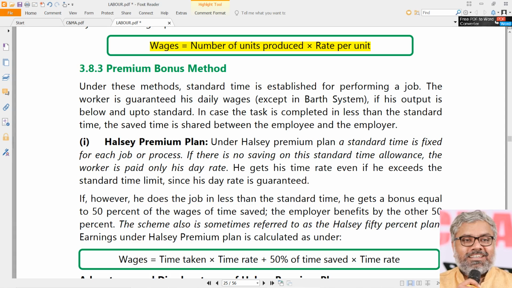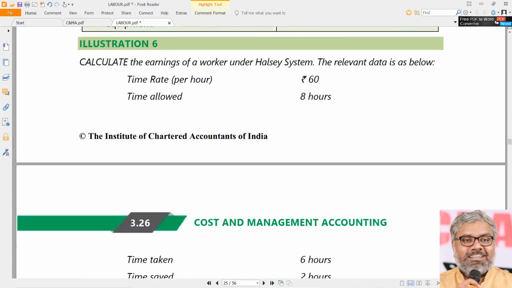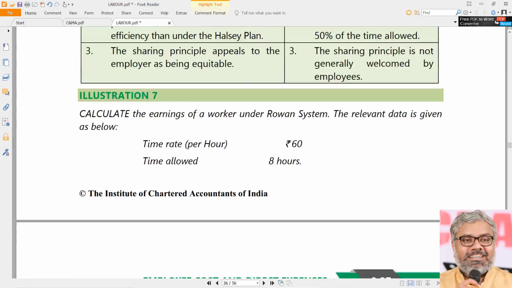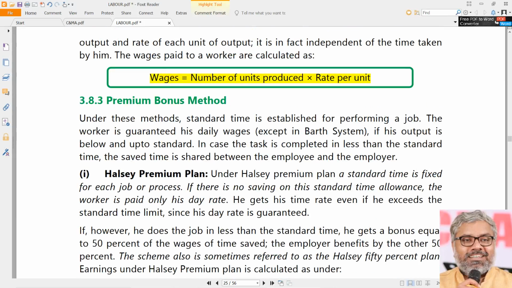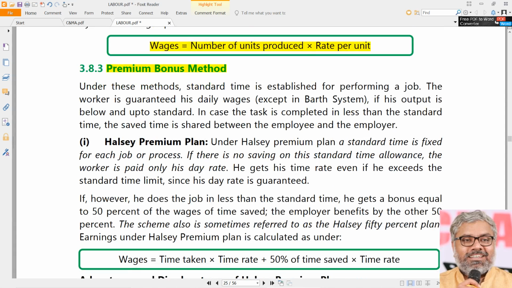Then coming to the premium bonus methods, there are many types of plans. Actually, earlier there used to be many more types of systems in the syllabus. Now they have restricted to only majorly two methods. One is Halsey plan, two is Rowan plan. These both put together, we can call them premium bonus plans or premium bonus methods. Very old systems. Don't really think that these are all going to be used in the real world. Outdated. Ideally should have been completely removed, but what to do? At least we should be happy that a lot of nonsensical methods are already removed.